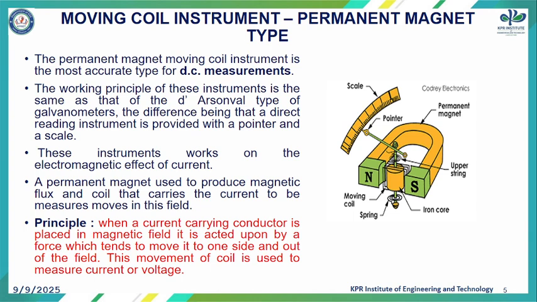Simply we can say the principle of the moving coil instruments is that when a current carrying conductor is placed in a magnetic field, it is acted upon by a force which tends to move it to one side and out of the field. This movement of the coil is used to measure the current or voltage. So this is the principle of the moving coil instrument. You can see this diagram. This diagram consists of various parts.